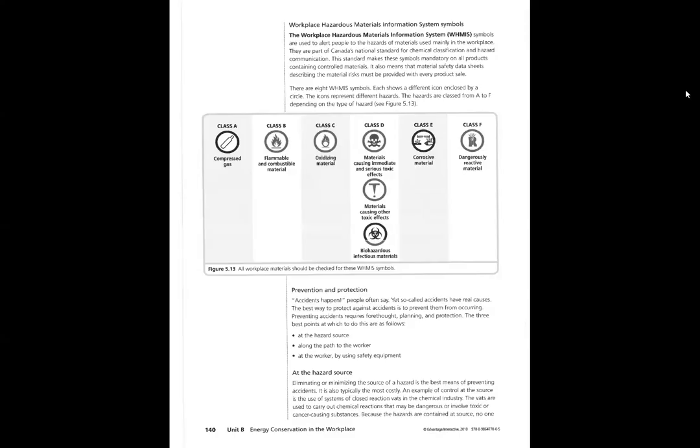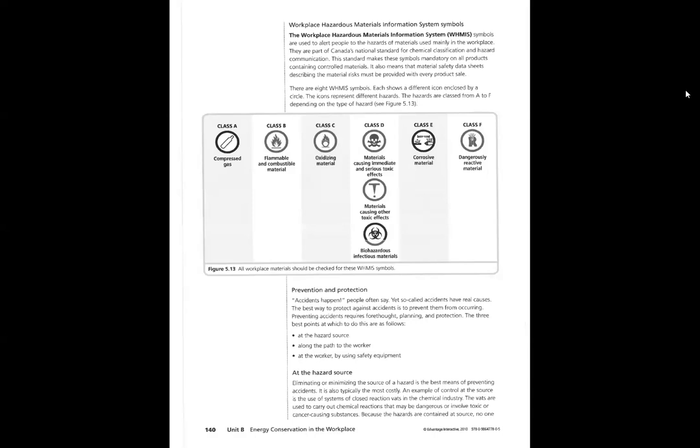Okay, prevention and protection at the bottom of page 140. So we're going to look at prevention and protection. Yes, there's accidents, but we also want to do our best to avoid having any accidents occur. So there's 3 ways that they suggest on page 140 to do this. At the hazard source is one place that you can begin prevention and protection, along the path to the worker, and at the worker by using safety equipment.